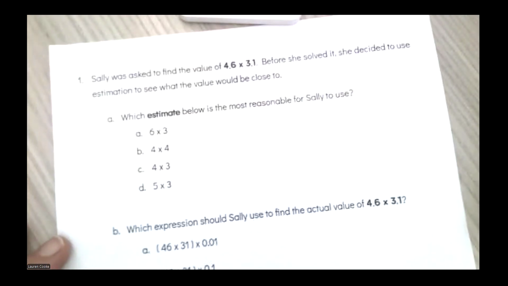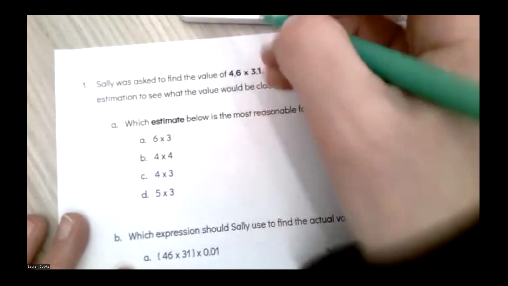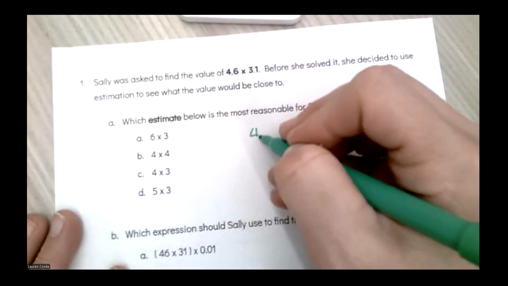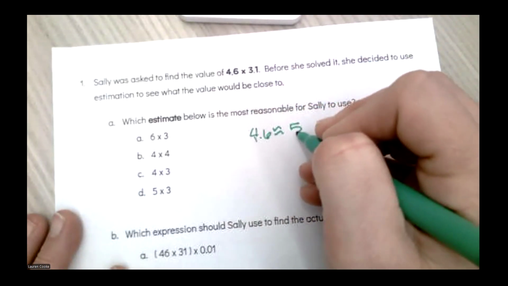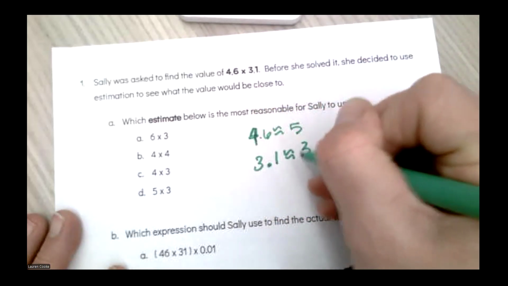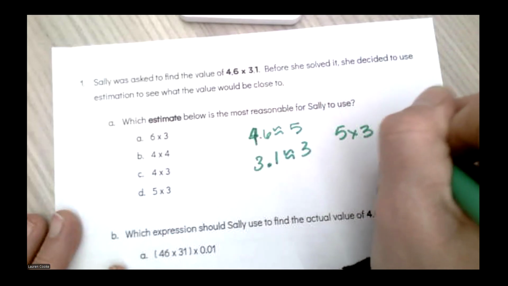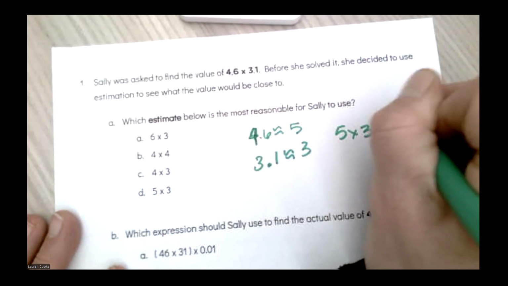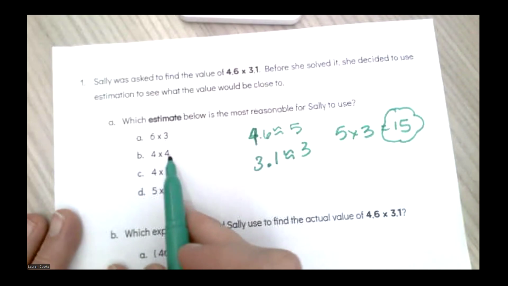All right, here we go. Sally was asked to find the value of 4 6/10 times 3 1/10. Before she solved it, she decided to use estimation. Cool. So I would round this. 4.6 rounds to about 5. 3.1 rounds to about 3. 5 times 3 is 15. So I'd be looking for something close to 15.